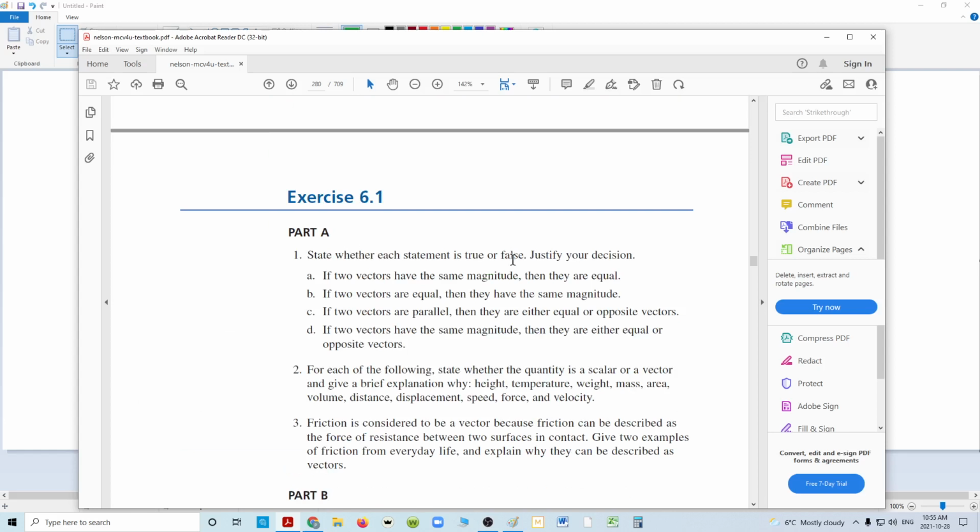Okay, state whether this statement is true. If two vectors have the same magnitude, they are equal. No, they have to have the same direction as well. If two vectors are equal, then they have to have the same magnitude. That is true, because by definition, two vectors that are equal have the same magnitude and same direction. If two vectors are parallel, then they are either equal or opposite vectors. No, that's not true. I can have longer vectors and shorter vectors that are parallel. If two vectors have the same magnitude, then they are either equal or opposite vectors. No, you can have two vectors pointing in different directions that have the same magnitude.